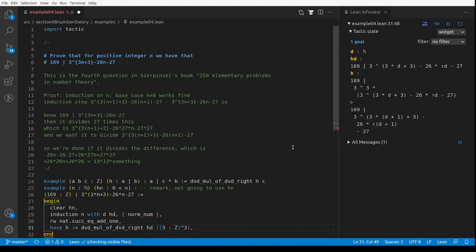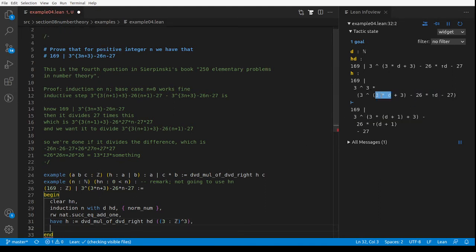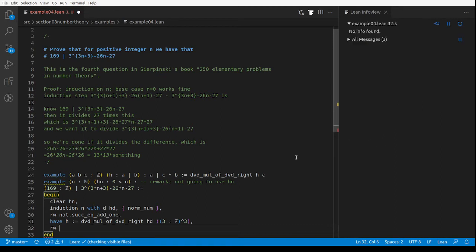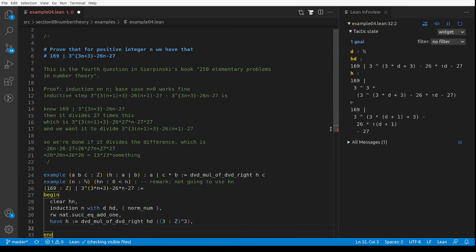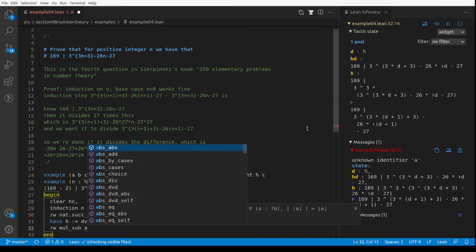So now we need to work on this hypothesis h. We need to turn this into 3 to the 3d plus 1. I'm not sure ring will do that. It doesn't look too difficult to do manually though. So rewrite. The first thing I want to do is take the thing out of the brackets, so that's rewrite mul_sub. Rewrite mul_sub at h.